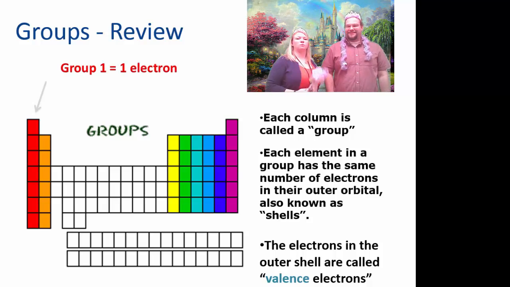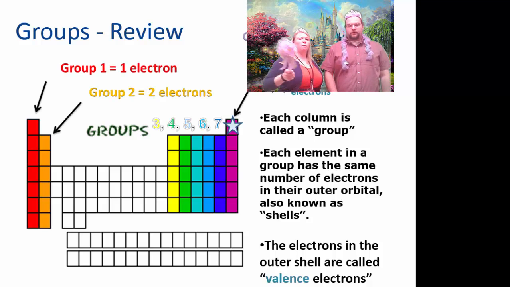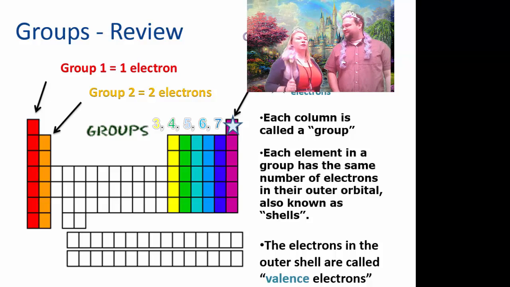And then the valence electrons are the ones on the outside. Just a little reminder for y'all of this beautiful chart. I like the star. Star 8, the magic 8, octet rule.